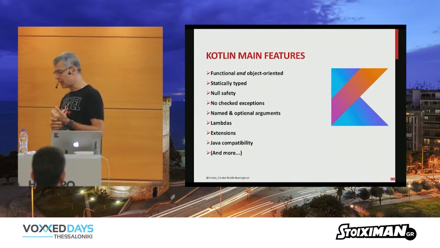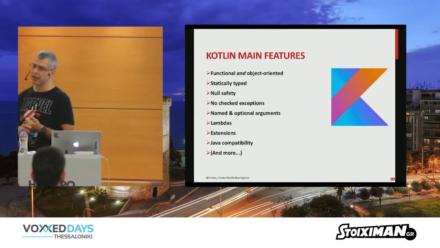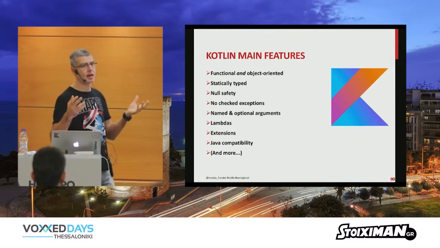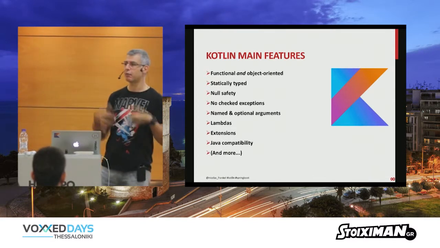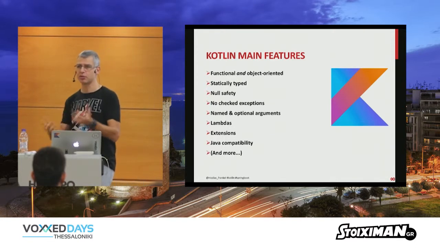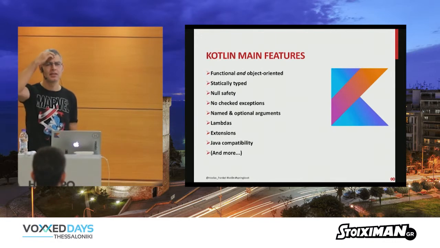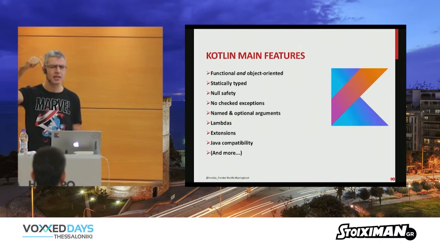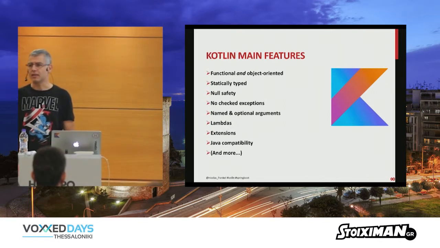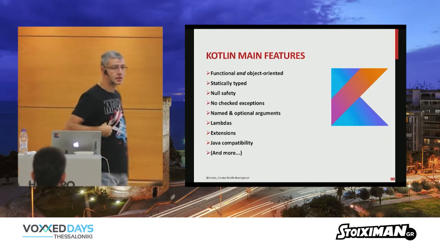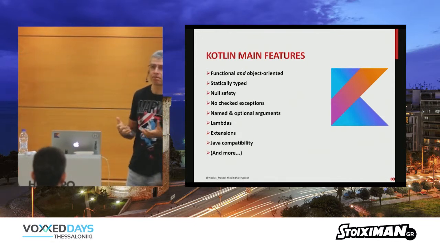Named arguments. How many times did you write a method or a constructor with arguments of the same type? Like, let's create a person, I have first name, I have last name, both are strings. And every time you call the constructor, you must think, is it first name first and last name last, or last name and then first name? And it's a mess. The only way to know about it is you look at the API.